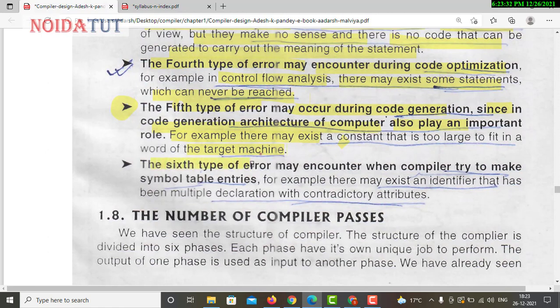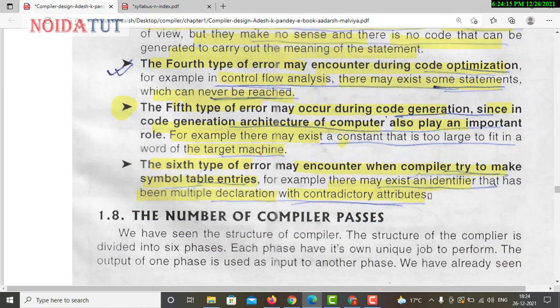Now, the sixth type of error may be encountered when the compiler tries to make symbol table entries. What is a symbol table? The symbol table is one of the phases of the compiler which is attached to all the phases of the compiler and it keeps track of everything. So the sixth type of error is there when the compiler tries to make the symbol table. That means it is extracting all the symbols from the program. For example, there may exist an identifier that has been declared multiple times with contradictory attributes. That means if we declare a single variable more than once, then we get such types of errors.